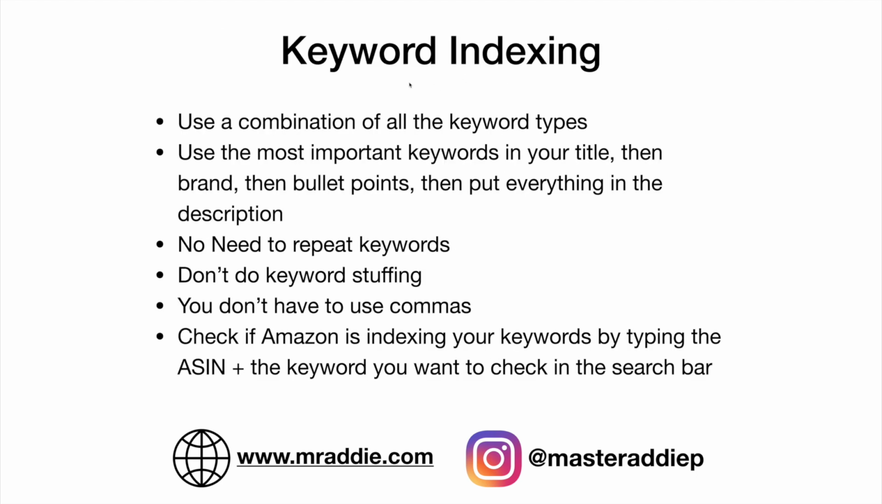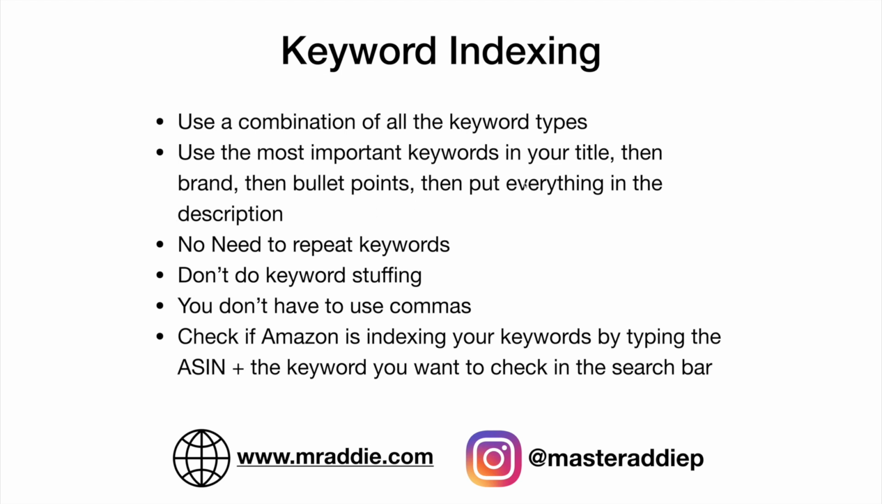Right, next, let's talk about keyword indexing. You must use a combination of all keyword types. This is so that you can have the best chance of Amazon indexing your keywords. Use the most important keywords in your title, like I explained. I'm going to show you an example in a bit, guys, so that it's a lot clearer. Then if you've got more important keywords, add them to the brand as well. And then as you move to the bullet points, you can add primary keywords there as well, but use other types of keywords. This is your chance to add as many keywords as you want, obviously as long as they're related to the main niche. And then you put everything in the description.